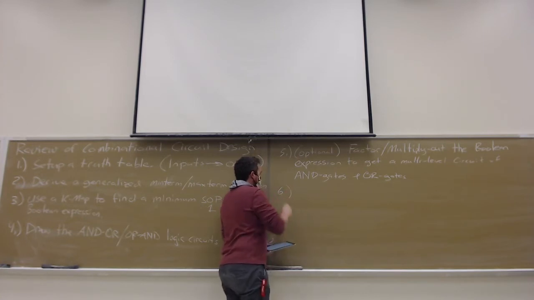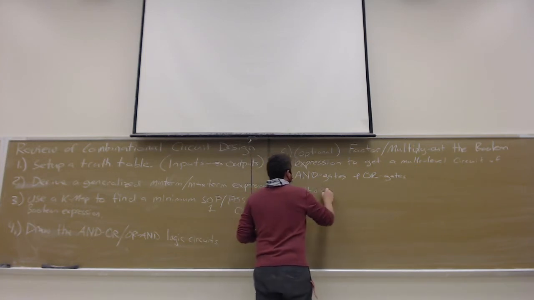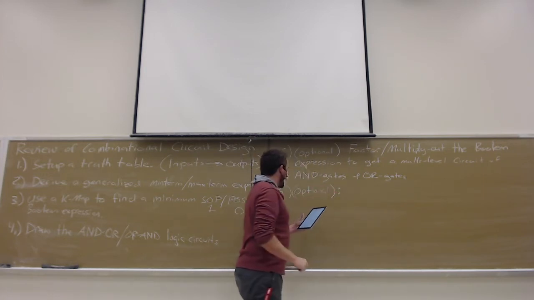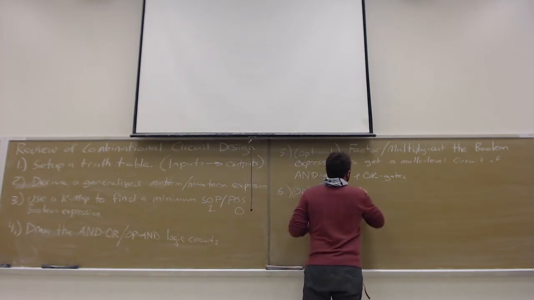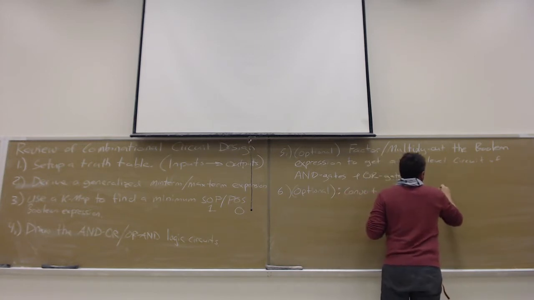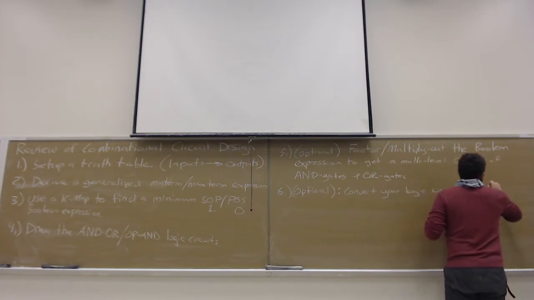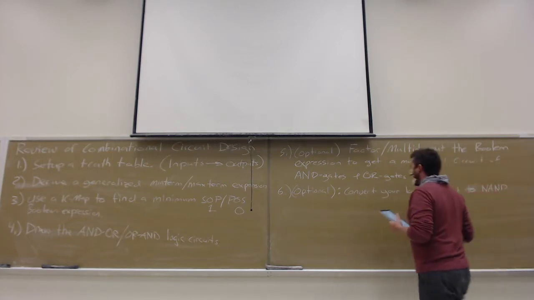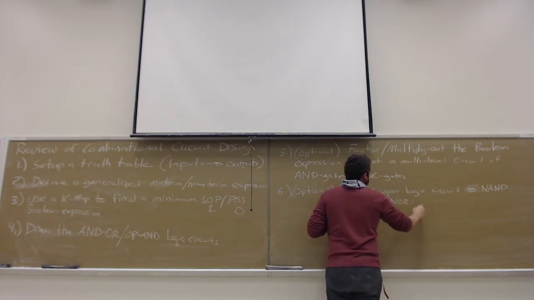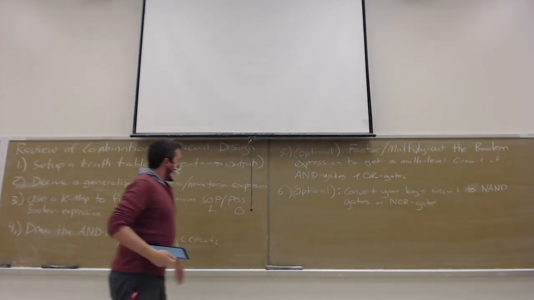And I think last time we saw an example of that. Step six, we're going to call it optional, but it's not really optional. You should really do it if and when you make it to the industry: convert your logic circuit to NAND gates or NOR gates. There we go. That's what our world looks like so far.